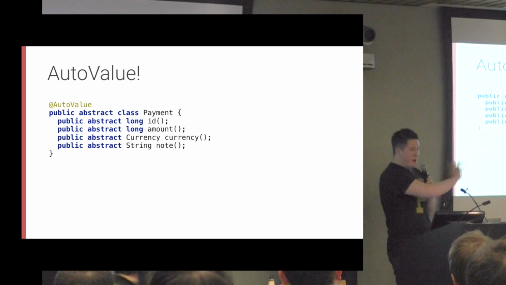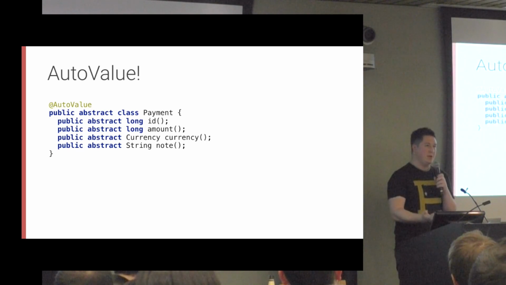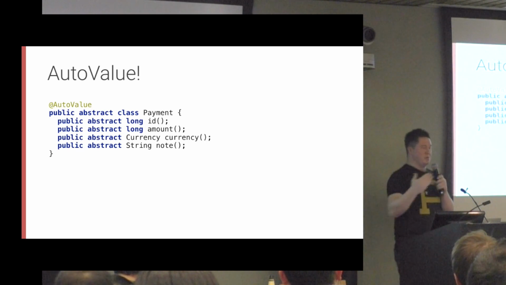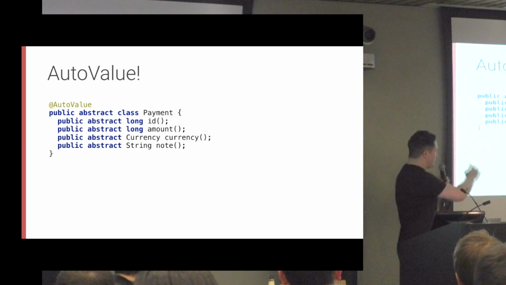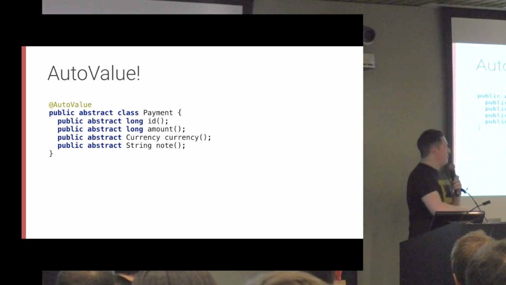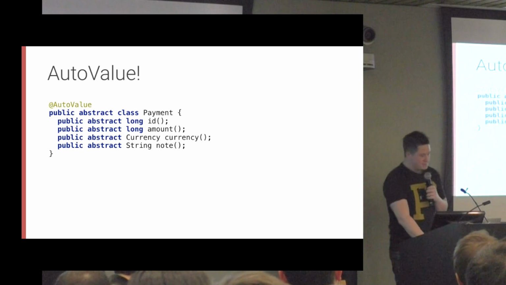You actually can have non-abstract things in this class. So if you have like a derived property, if you're combining the amount and the currency into like a display string, you actually can still put that method in here that calls into the 2 abstract methods, but it's not itself part of the value object.